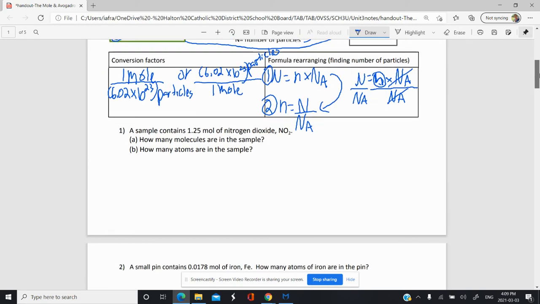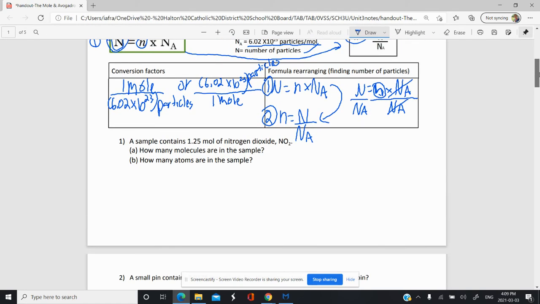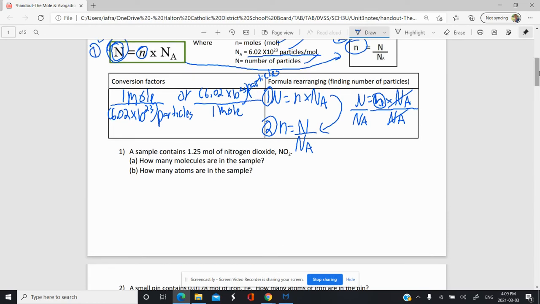So let's do a practice problem together over here. We have a sample of 1.25 moles of nitrogen dioxide, NO2. And so we'll do A together first. We want to find how many molecules are there in the sample. So for A, we want to do the number of molecules is equal to the number of moles times Na. I want to use this formula. So how did I figure that out?